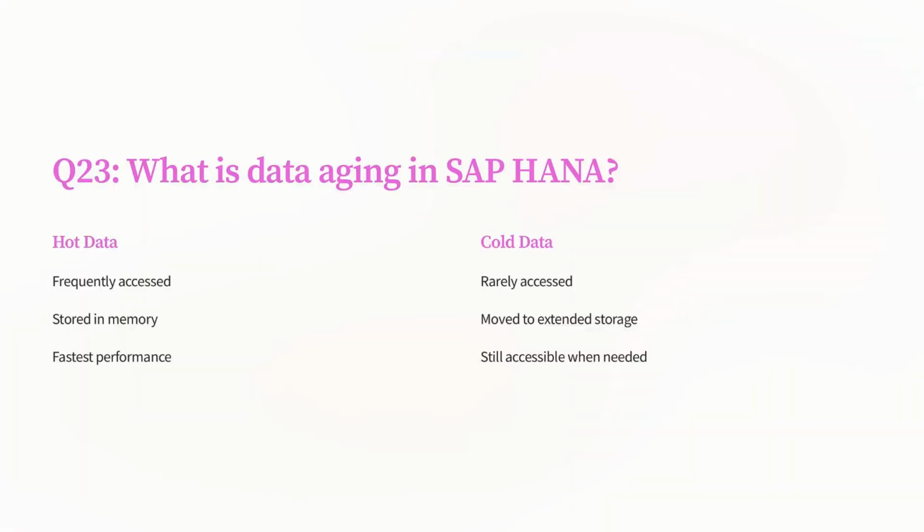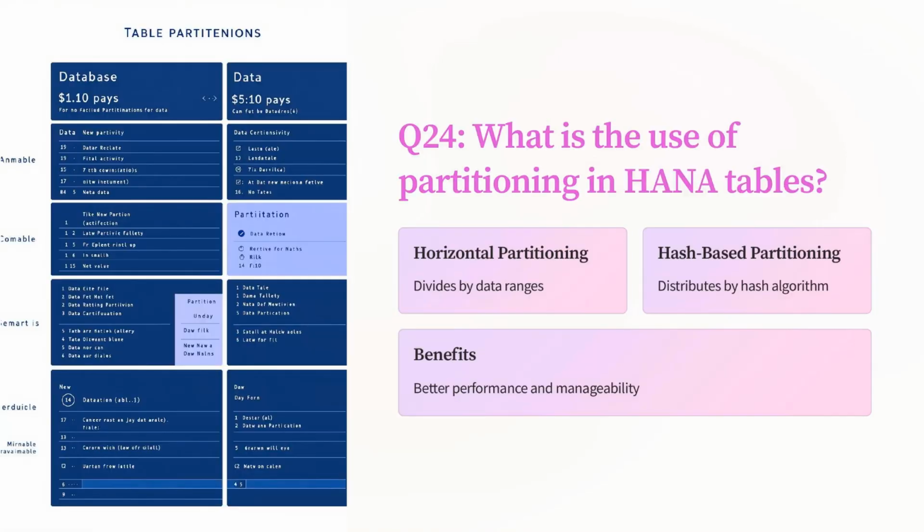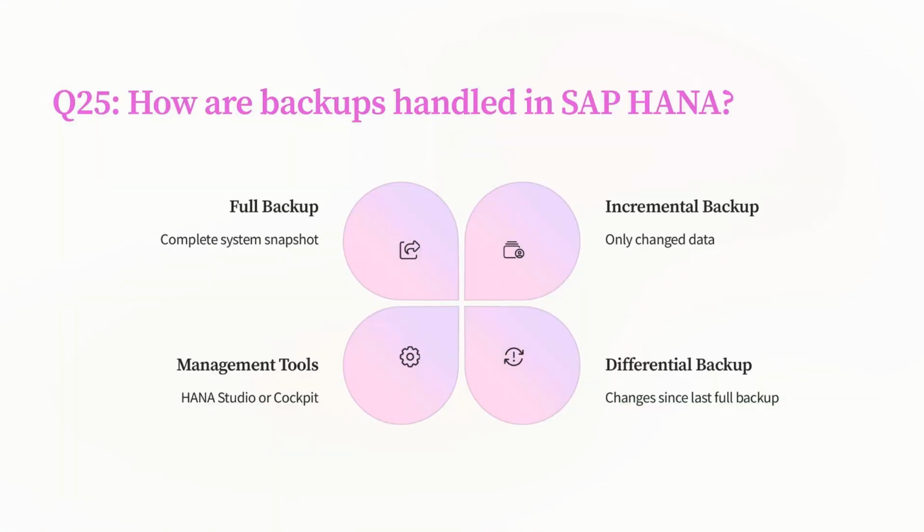23. What is data aging in SAP HANA? Data aging allows separating hot, frequently accessed, and cold, rarely accessed data to optimize memory usage while still keeping data accessible. 24. What is the use of partitioning in HANA tables? Partitioning improves performance and manageability by dividing large tables into smaller parts, horizontally or hash-based. 25. How are backups handled in SAP HANA? HANA supports full, incremental, and differential backups managed through SAP HANA Studio or Cockpit and stored securely for recovery.